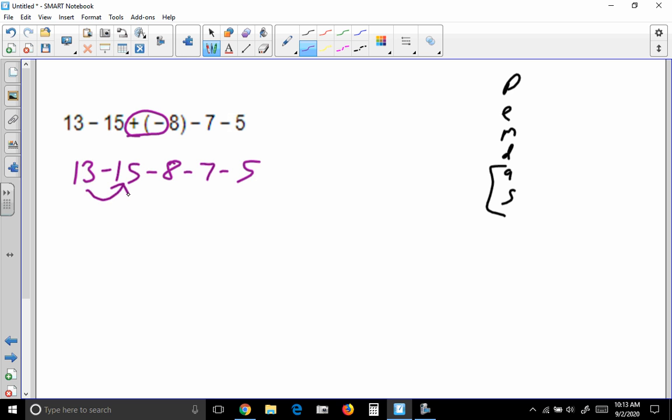So when we put these two together, those have different signs, so we subtract them. 15 minus 13 is 2. Take the sign of the bigger one. And then bring everything else down. Now, do this. These have the same signs, so we add them. 2 plus 8 is 10. Take the sign of the bigger.